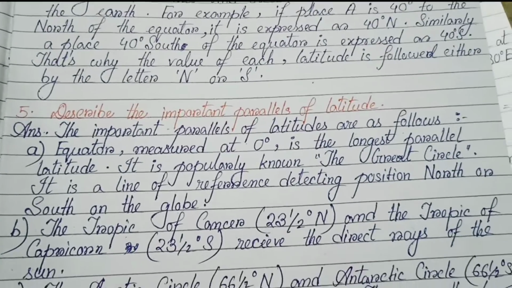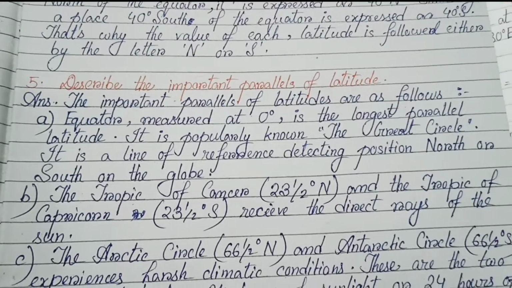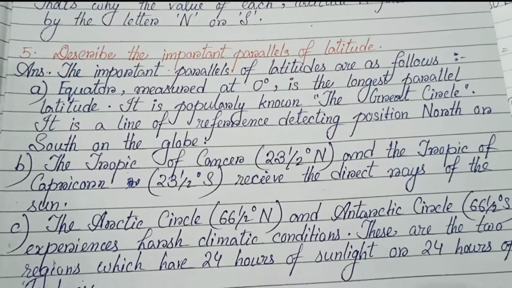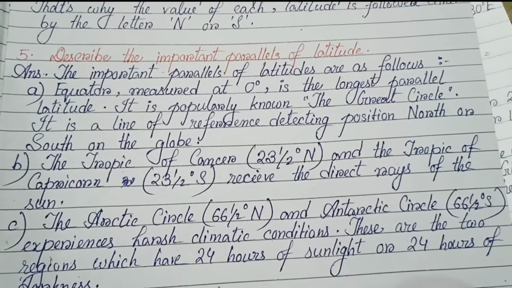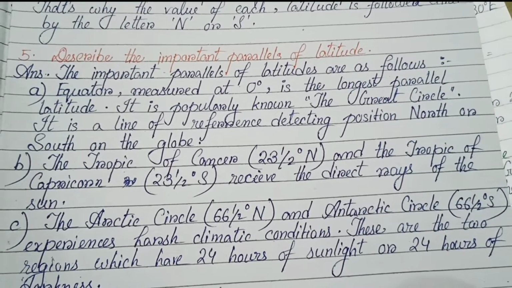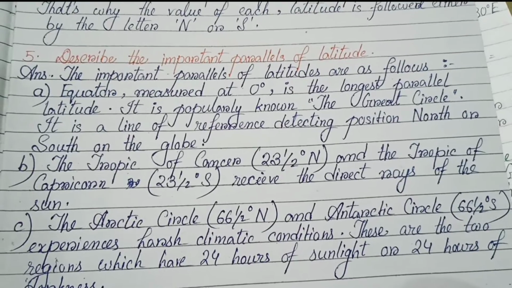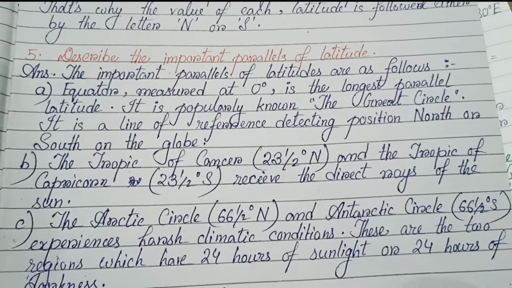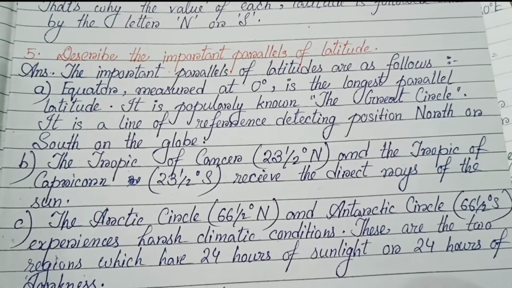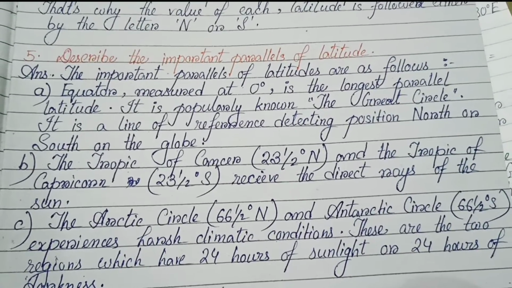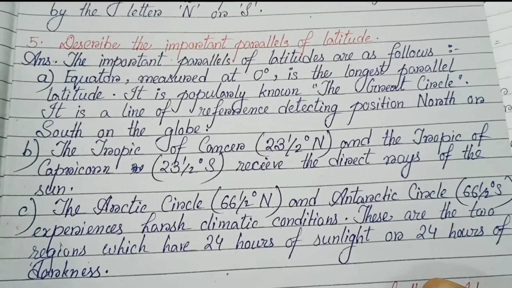Number 5, describe the importance of parallels of latitude. The important parallels of latitudes are as follows. Number A, equator measured as 0 degree is the longest parallel of latitude. It is popularly known as the Great Circle. It is a line of reference detecting position north or south of the globe.